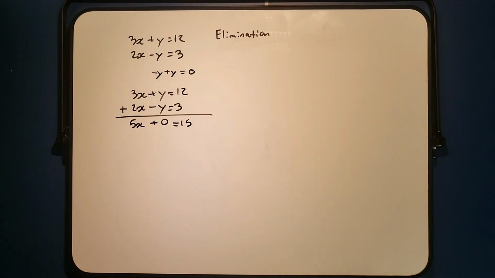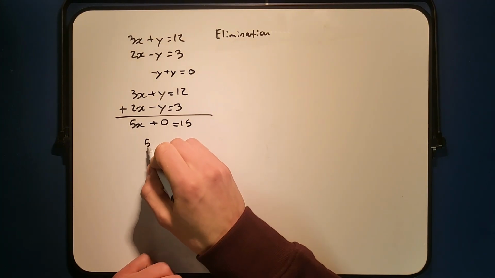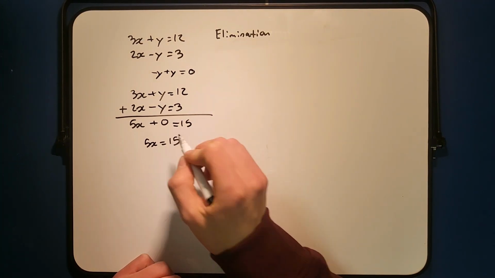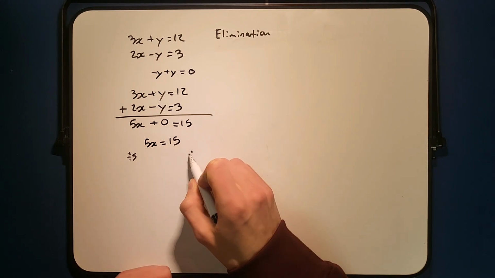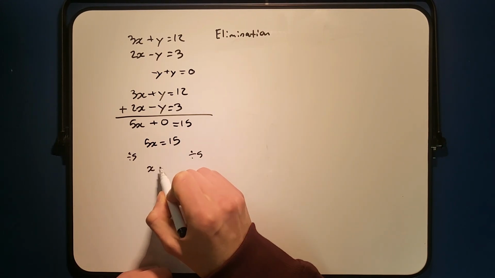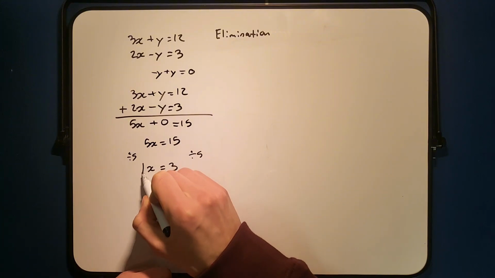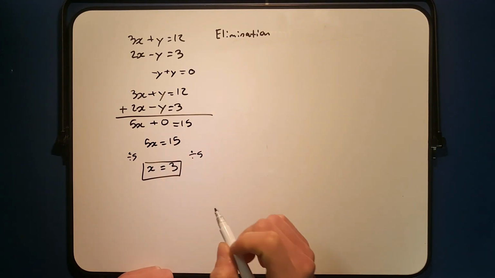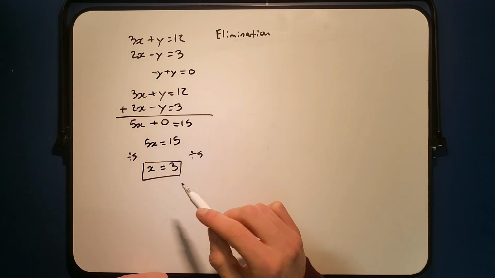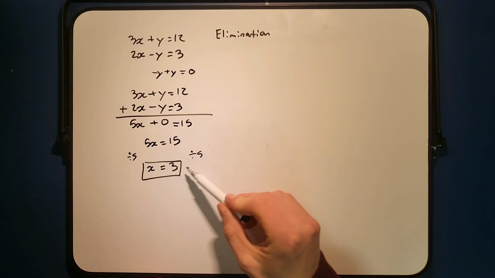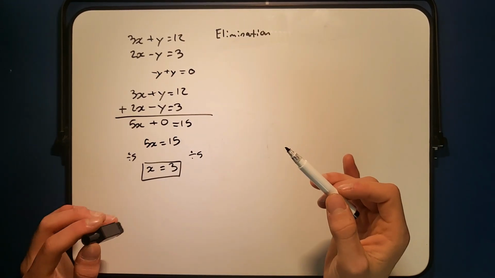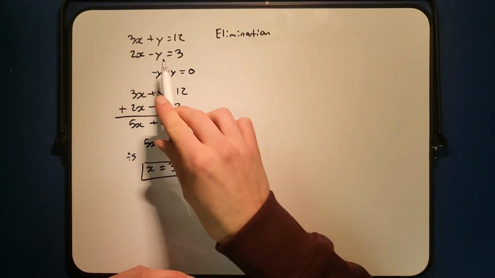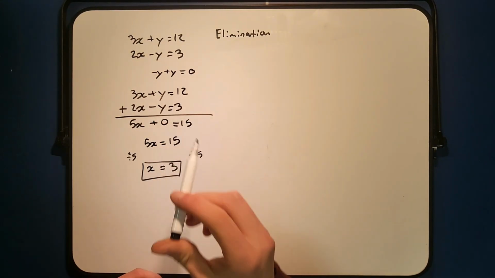Now that we've gotten rid of one variable, which is the y one, we could solve this as a normal equation. So we divide by 5 on both sides to get x is equal to 3. That's really nice. Now that we have one variable, we can sub this back into one of these two equations. It is up to you which one you'd like to choose. I'm going to choose to plug it into this equation.